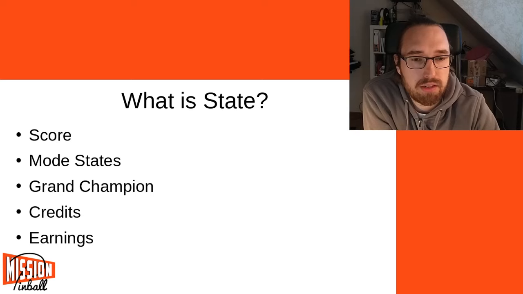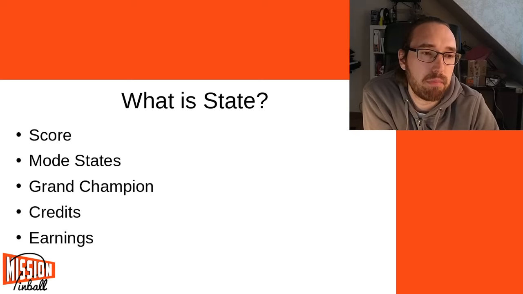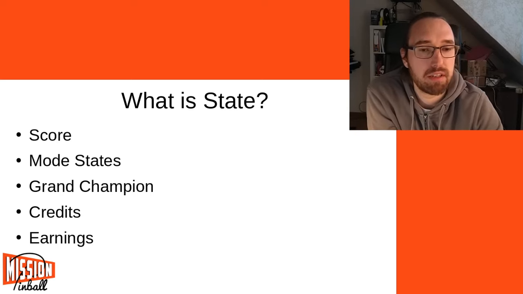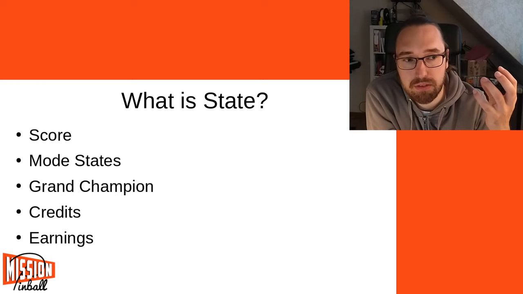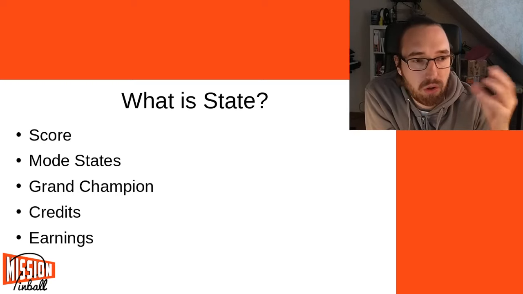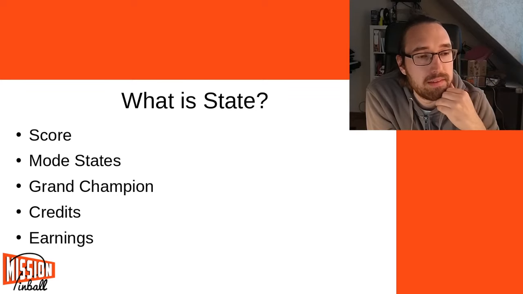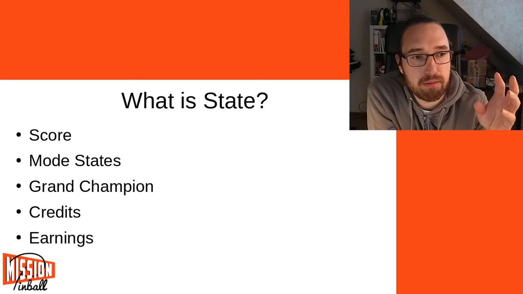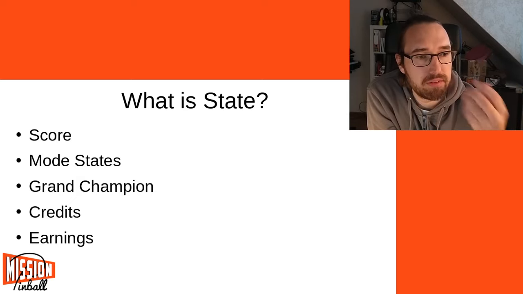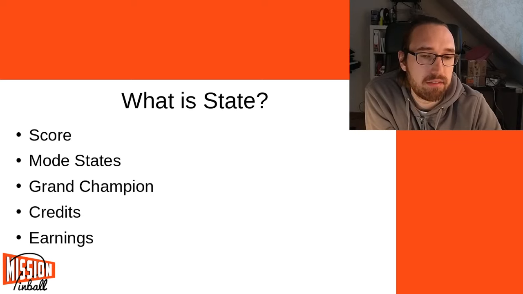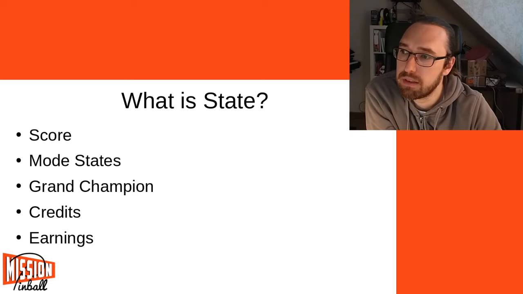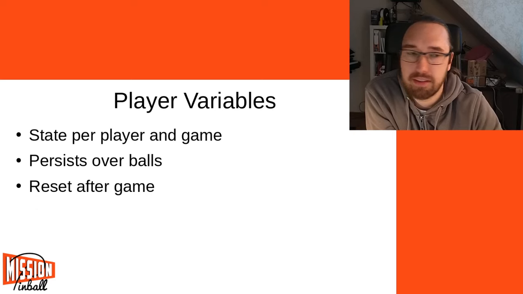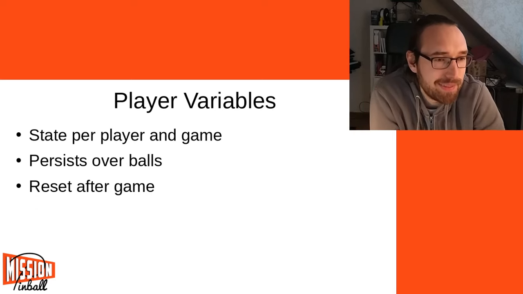So score is a player variable, a mode state, usually player specific, unless it's a global mode. I mean, there are modes which run all the time, like credits mode. And then there's grand champion. That's a machine variable, which also persists between games. Same for credits, also a machine variable, but not usually persisted. And earnings, it's also a machine variable. So yeah, I already told you what it is.